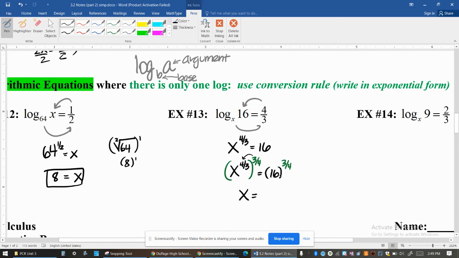And then 16 to the 3/4, remember the denominator is the root. Just like the roots are always at the bottom of the plant. That's how I remember it. So the denominator, the one on the bottom, is the root, and then the numerator is the exponent. So the 4th root of 16, be careful, it's not 16 divided by 4, it's the 4th root of 16. So 2 to the 4th power is 16. So the answer here is 2 for the inner part, and then 2 cubed is 8.